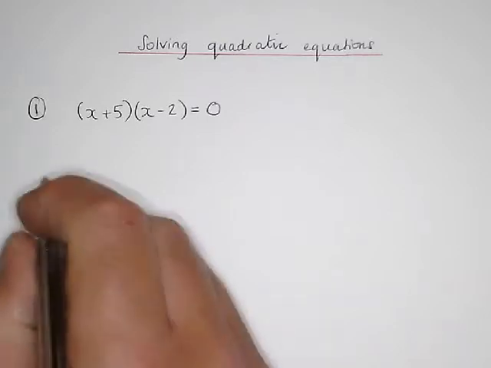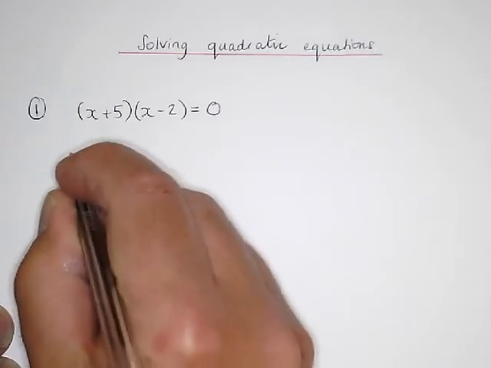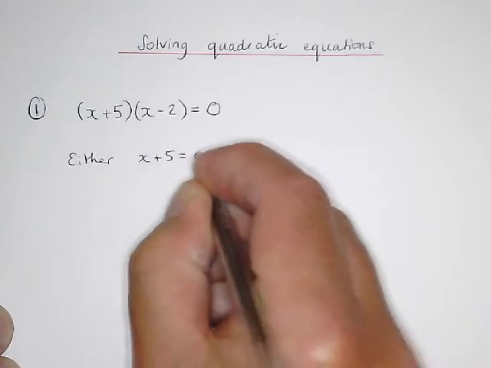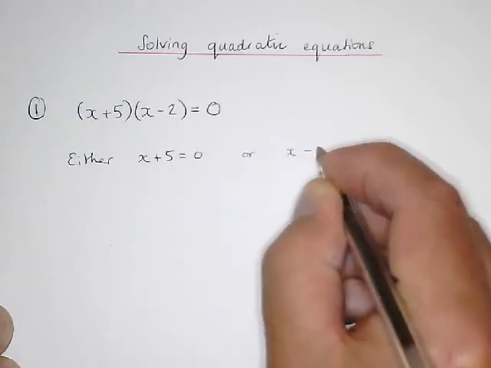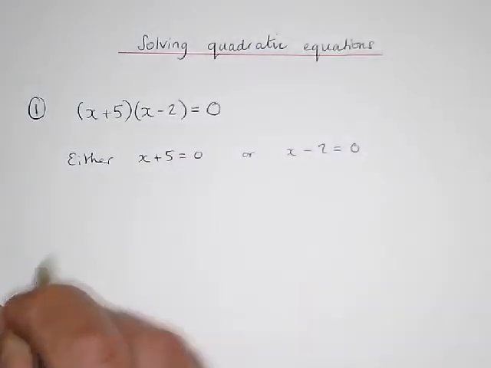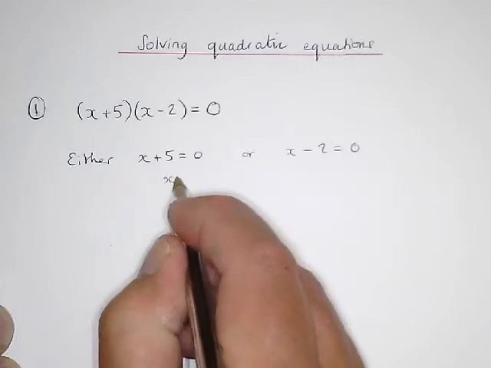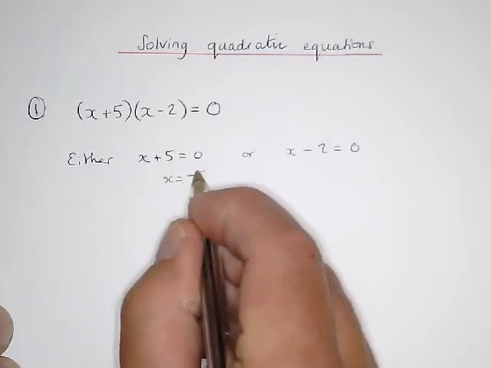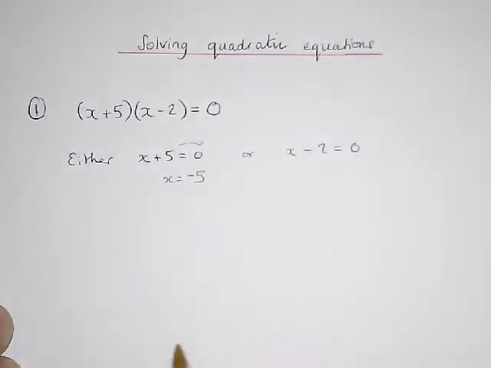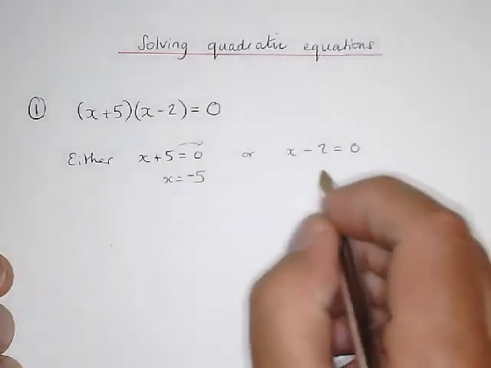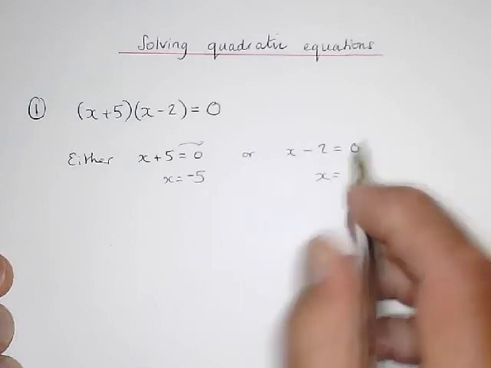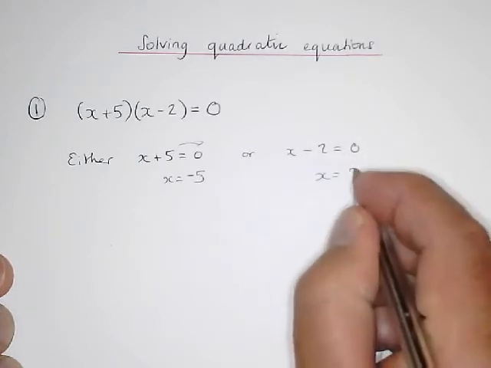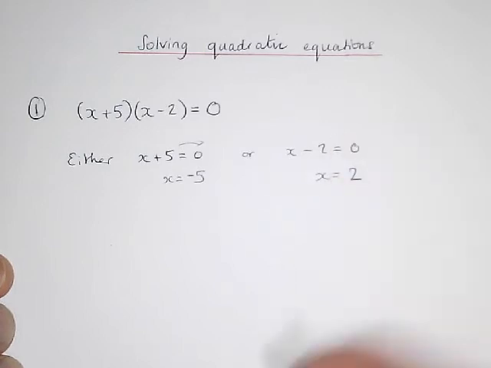So we simply go on to the next stage, which is we say either our first bracket is equal to 0 or our second bracket is equal to 0. And if I rearrange x plus 5 equals 0, I end up with x equals minus 5, taking the 5 to the other side. And if I rearrange the second bracket, x minus 2 equals 0, then take the 2 over and it becomes x equals 2.